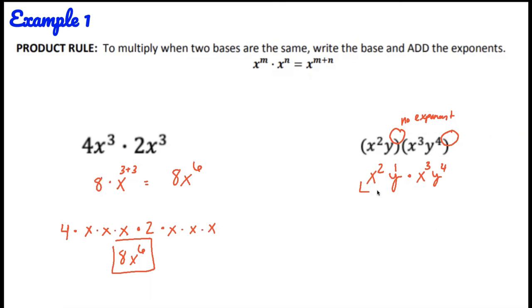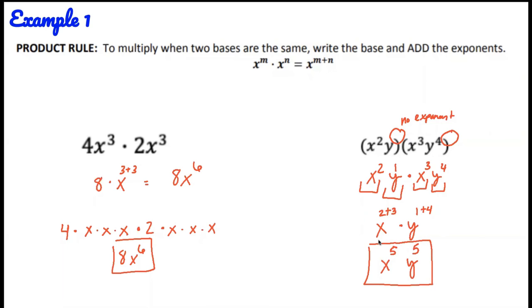So I have a base of x and their exponents, it's 2 plus 3. And I have my second base, my variable y. And I'm going to add the exponents. So in this case, I have 2 plus 3, x to the power of 5. And 1 plus 4, we have y to the power of 5. So I'm able to simplify it here.